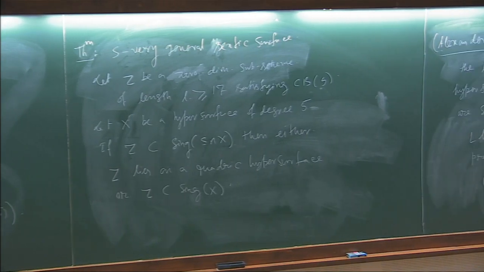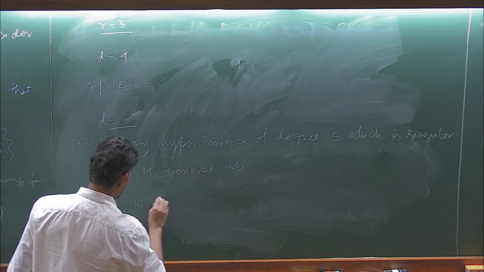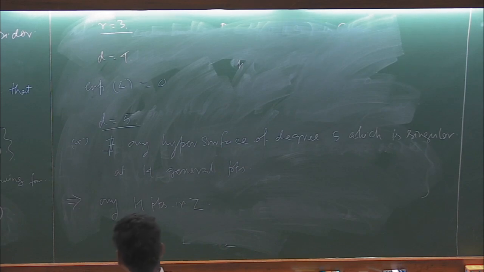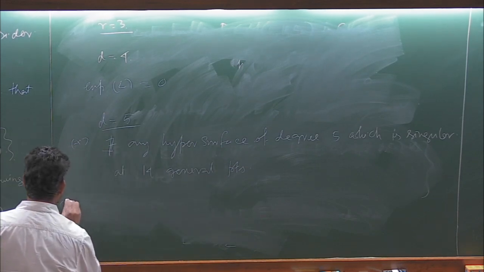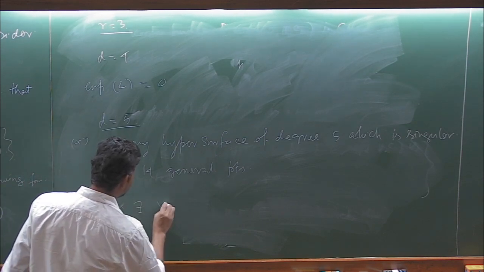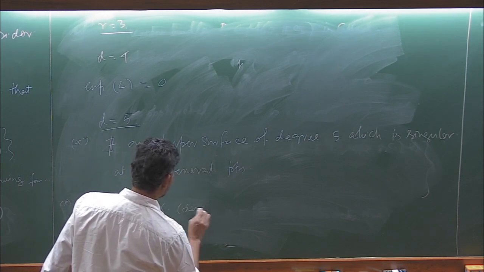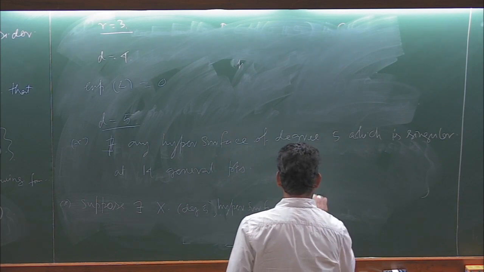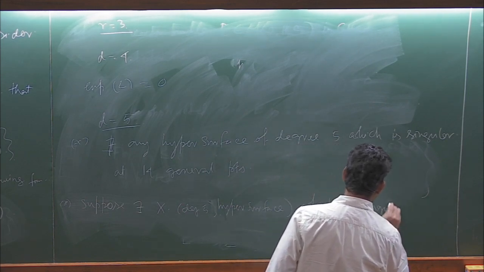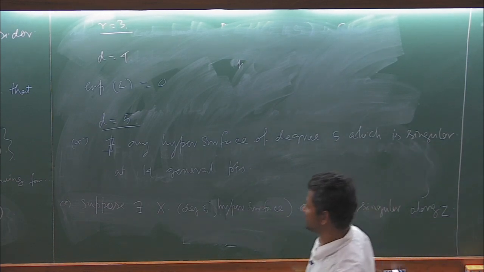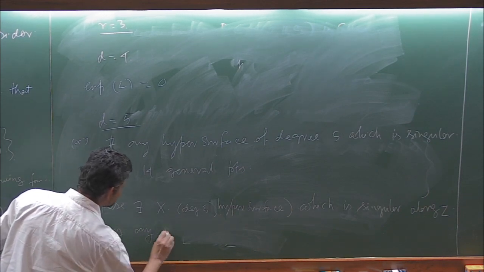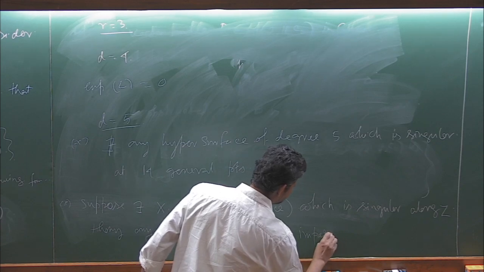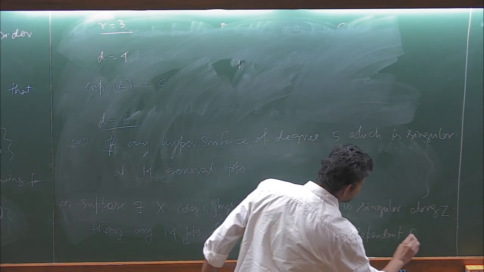So this implies that any 14 points in Z... so suppose there exists X, a degree 5 hypersurface which is singular along Z, then any 14 points of Z fail to impose independent conditions.